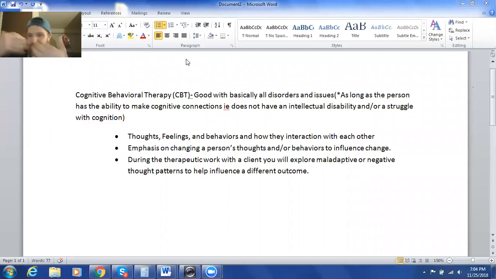So, get it back all together. All right. So during the therapeutic work with a client, you explore maladaptive or negative thought patterns to help influence a different outcome. So with that, you're going to be looking at someone's going to have some negative things that they're thinking about themselves or their situation, and it's going to perpetuate and influence their behaviors, which inherently influences their feelings. So the two things that we can influence in the trio is the thoughts and the behaviors.